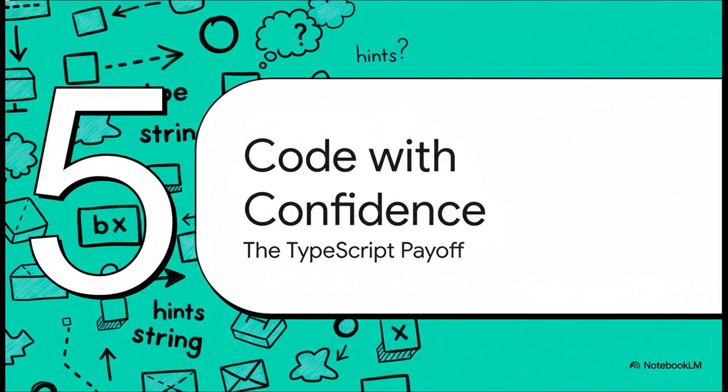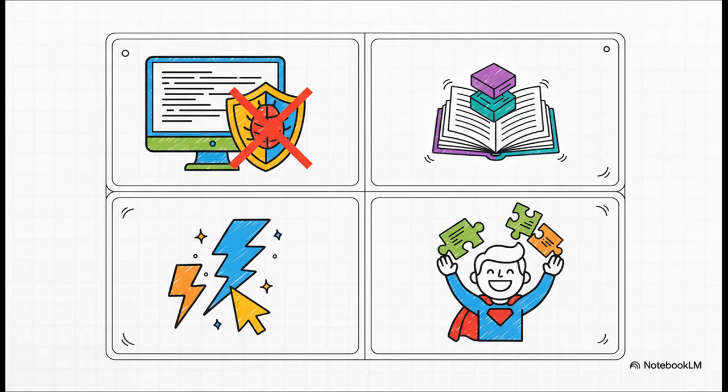Okay, we've gone through a lot. Primitives, complex objects, reusable types, even giving TypeScript hints. So, what's the point? Why go through all this trouble? What's the real payoff? Well, the benefits are huge.